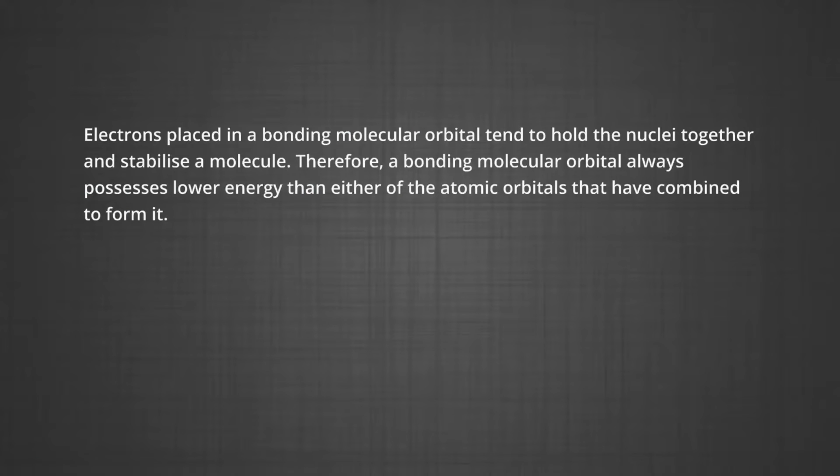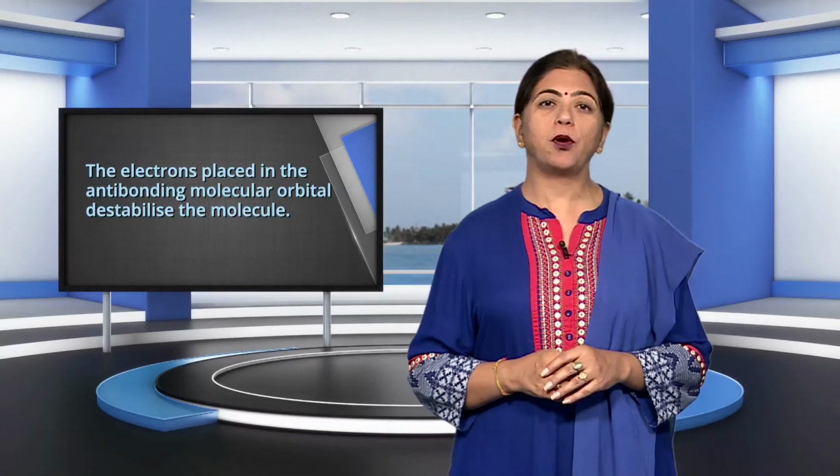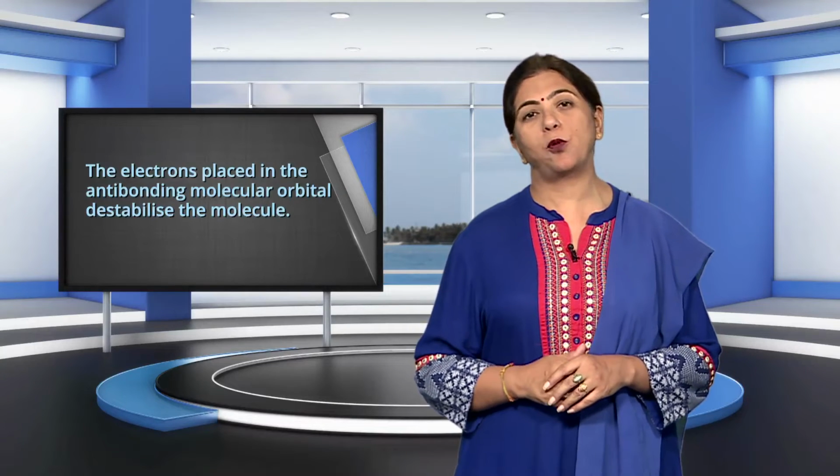Electrons placed in a bonding molecular orbital tend to hold the nuclei together and stabilize a molecule. Therefore, a bonding molecular orbital always possesses lower energy than either of the atomic orbitals that have combined to form it. In contrast, the electron placed in the antibonding molecular orbital destabilizes the molecule. This is because the mutual repulsion of the electrons in this orbital is more than the attraction between the electrons and the nuclei, which causes a net increase in energy.